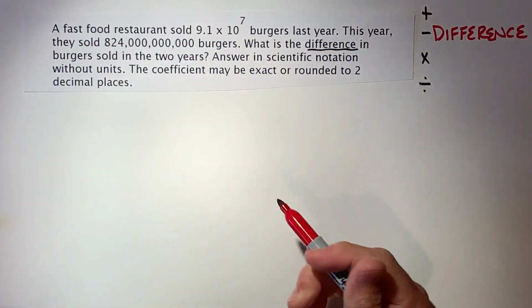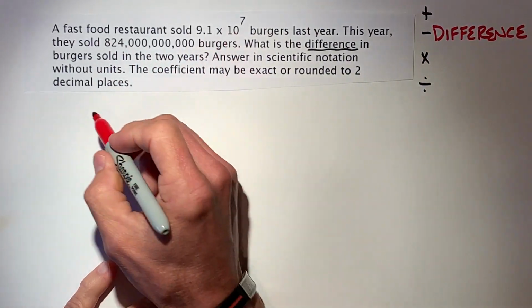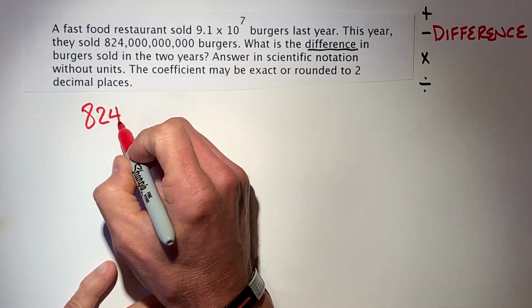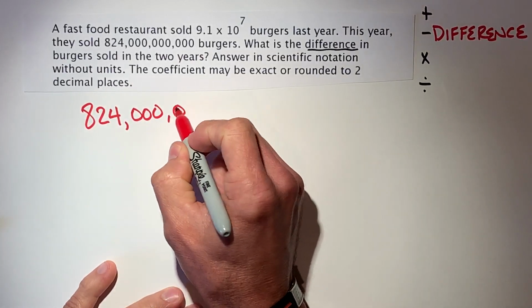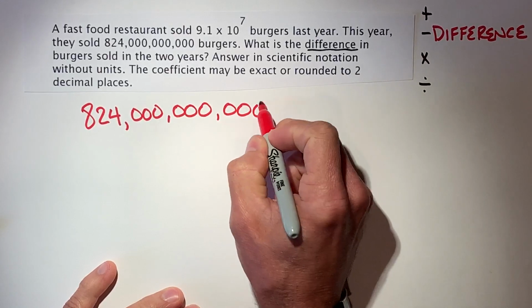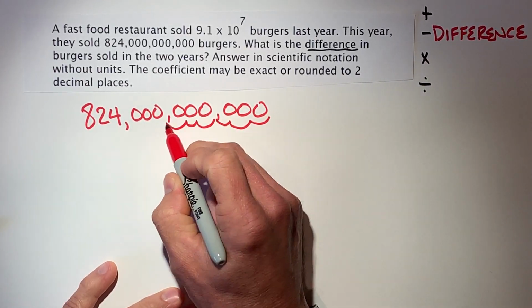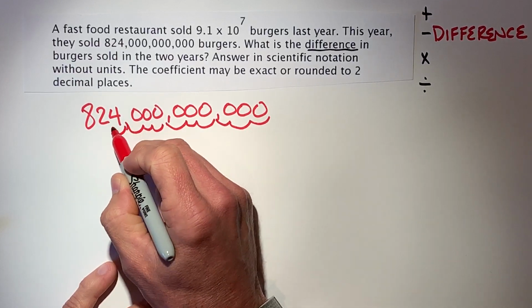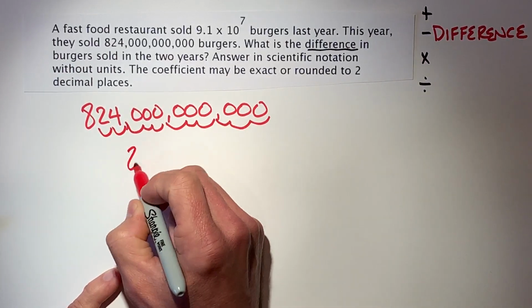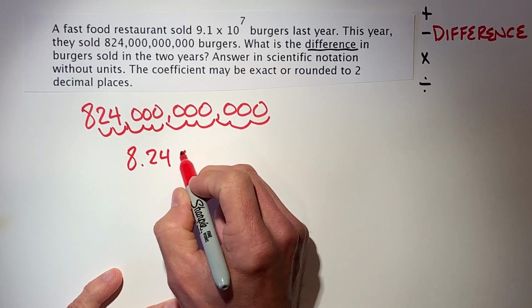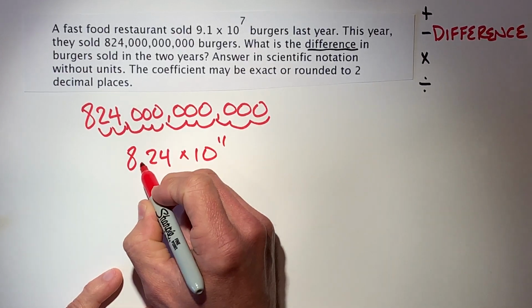And since what we're learning right now is how to work with scientific, I'm going to go ahead and take the 824 billion and convert it into scientific notation. 1, 2, 3, 4, 5, 6, 7, 8, 9, 10, 11. So this becomes 8.24 times 10 to the 11th power.